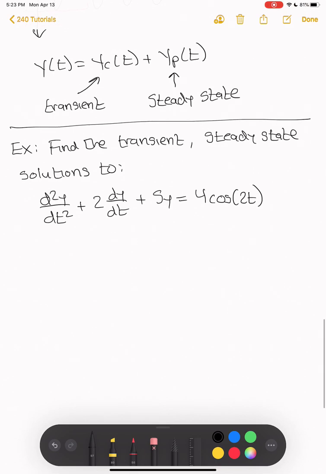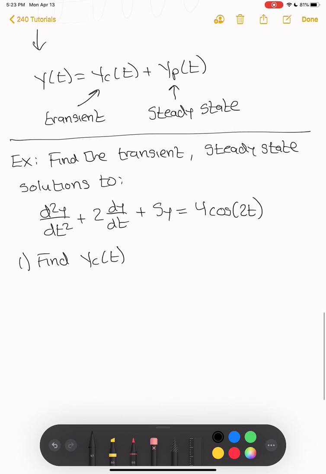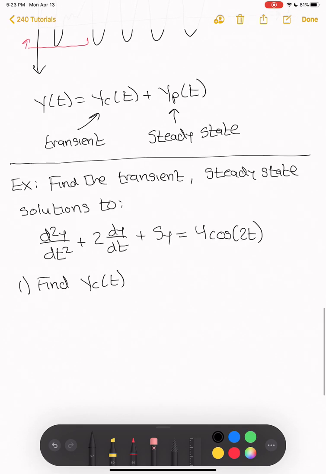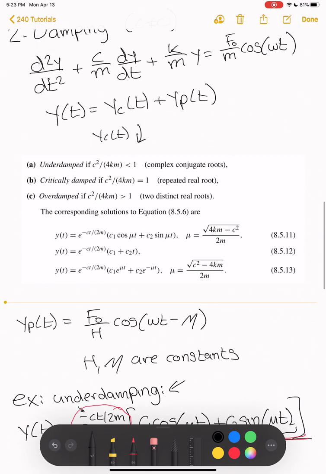Well, we need to first find our complementary function. That's the first step in all of these non-homogeneous differential equations. You find the complementary function. So how do we do that? Well, we're given all the complementary functions. We just need to know which one to use. So we're going to look at c squared over 4km and figure out if we have underdamping, critical damping, or overdamping going on.